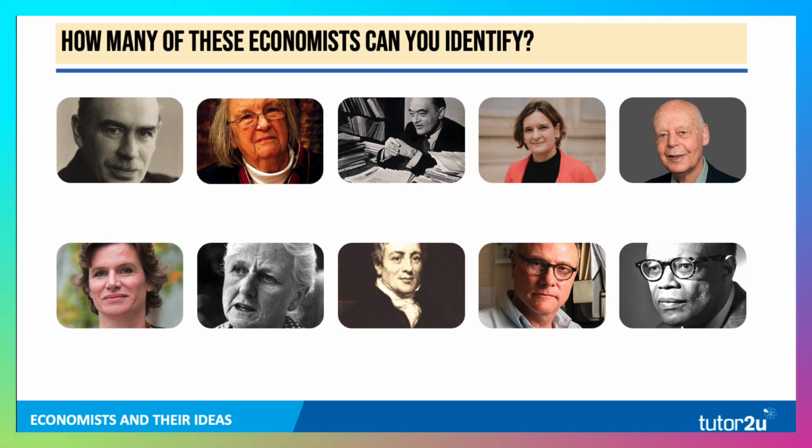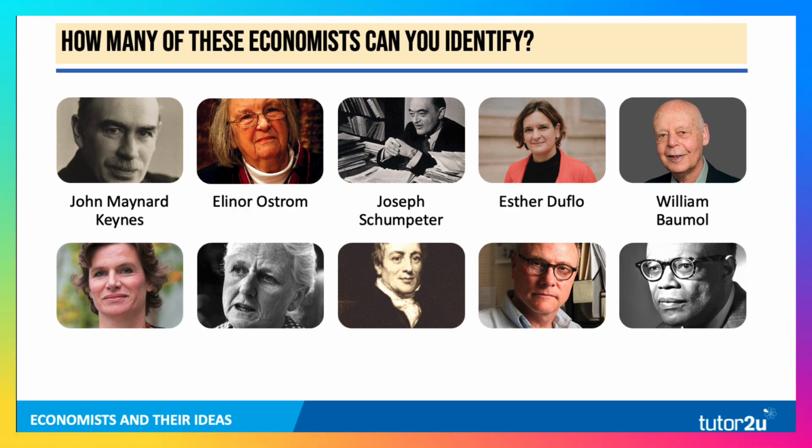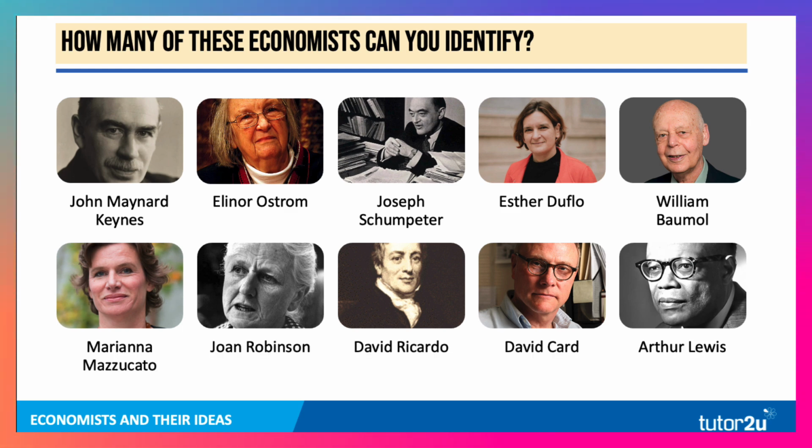How many economists of these 10, this lovely picture board, can you identify? Well, let's go from the top row first. John Maynard Keynes, top left, followed by Elinor Ostrom, Joseph Schumpeter, Esther Duflo and William Baumol. That's the top row for you. And did you get any in the bottom row? Mariana Mazzucato, Joan Robinson, David Ricardo, David Card and Arthur Lewis, Sir Arthur Lewis.